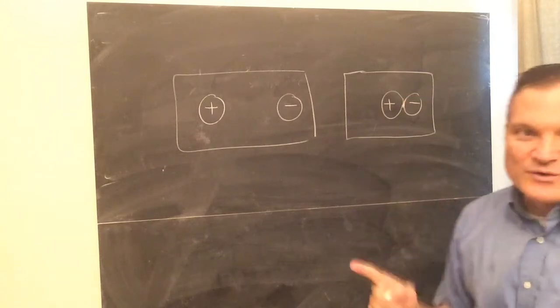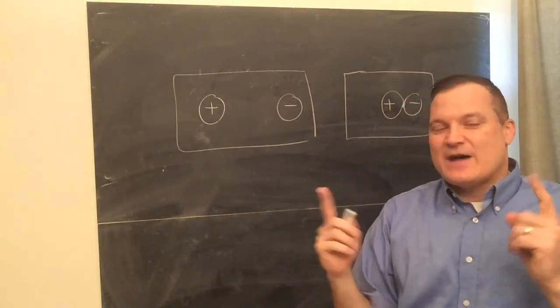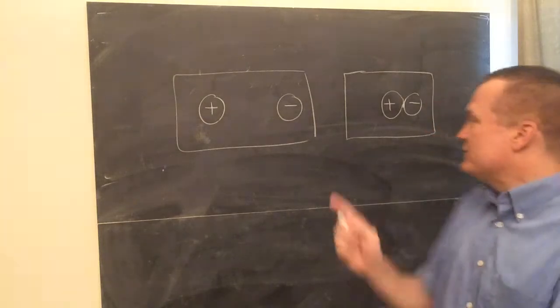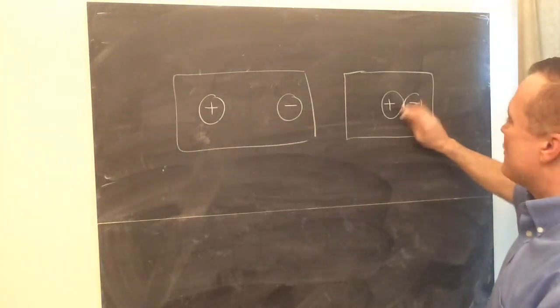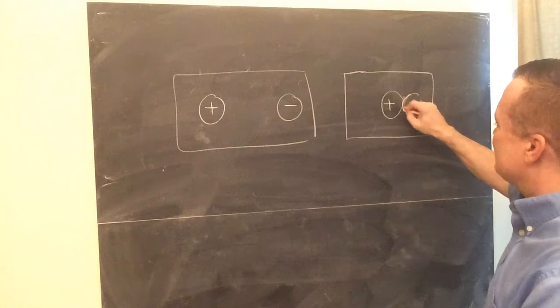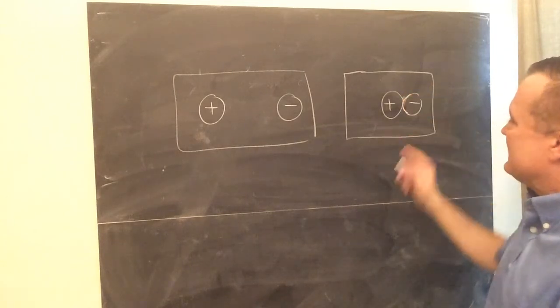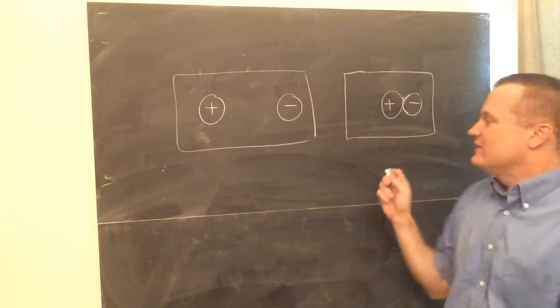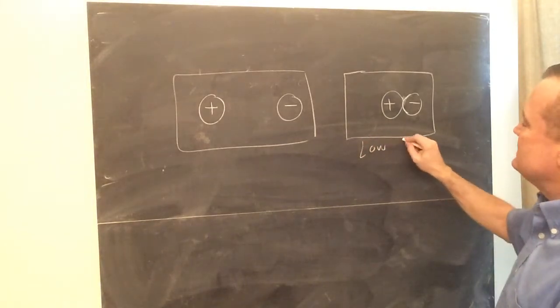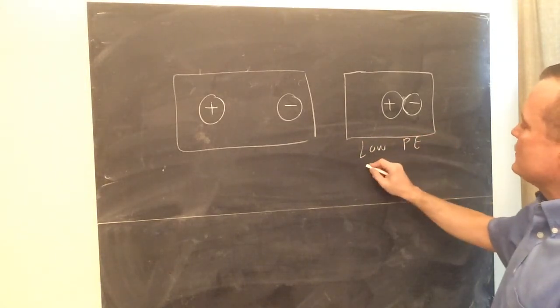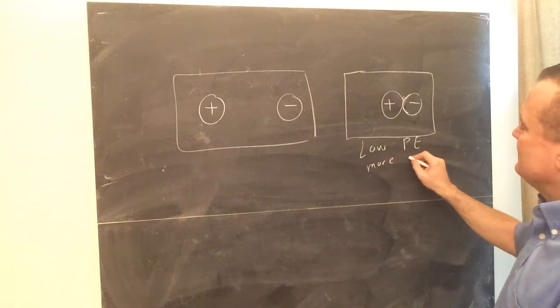This one is more stable, because remember, positive and negative, opposites attract. Well, if they're attracted, they can't really be any more attracted. I guess I could draw them as close together as possible. They can't be any more connected than that. So this would be low potential energy, more stable, high stability, you might say.